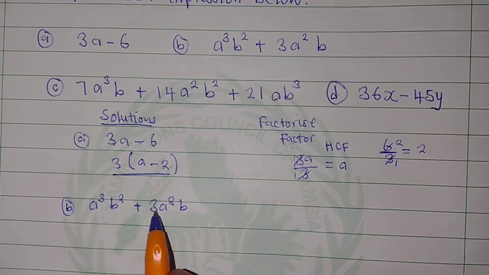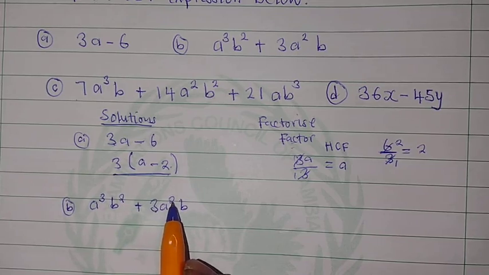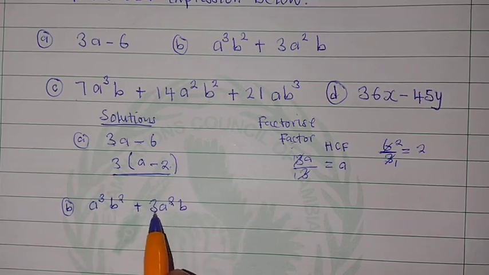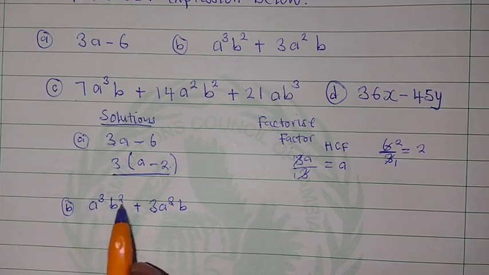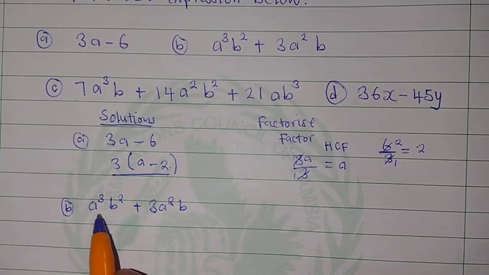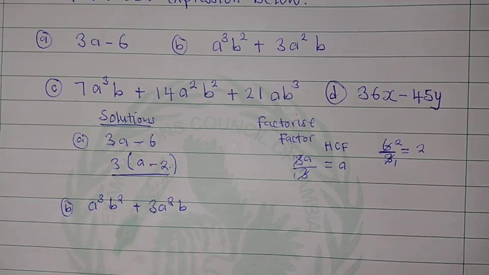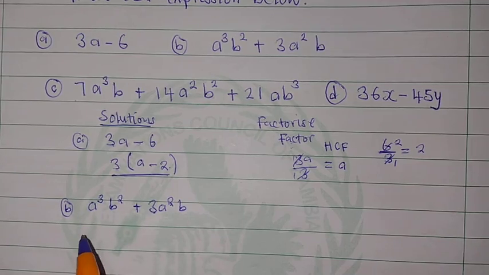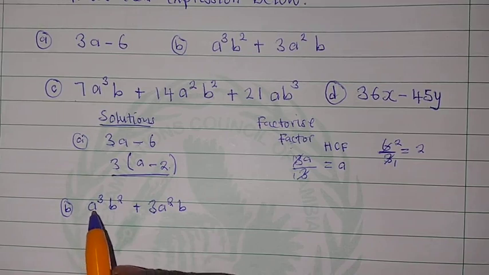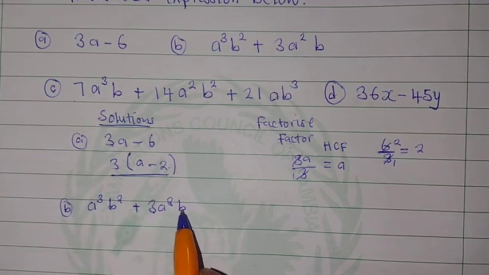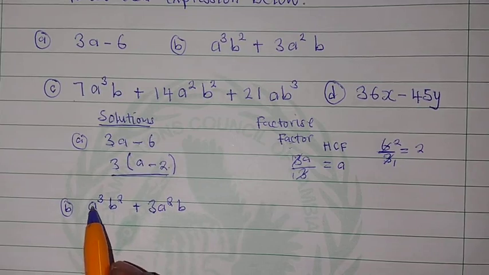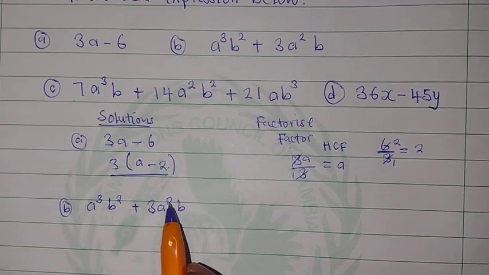Here we only have a 3. The coefficient of a squared is a 3, also b is the same 3. Then for a cubed, the coefficient is 1, same for b squared. So the highest common factor of 1 and 3 is a 1. So you can't factor out a 1 here. Now, in terms of the letters, we have a power 3, b power 2, then we have a power 2, then a b. So let's look at a power 3 and a power 2.